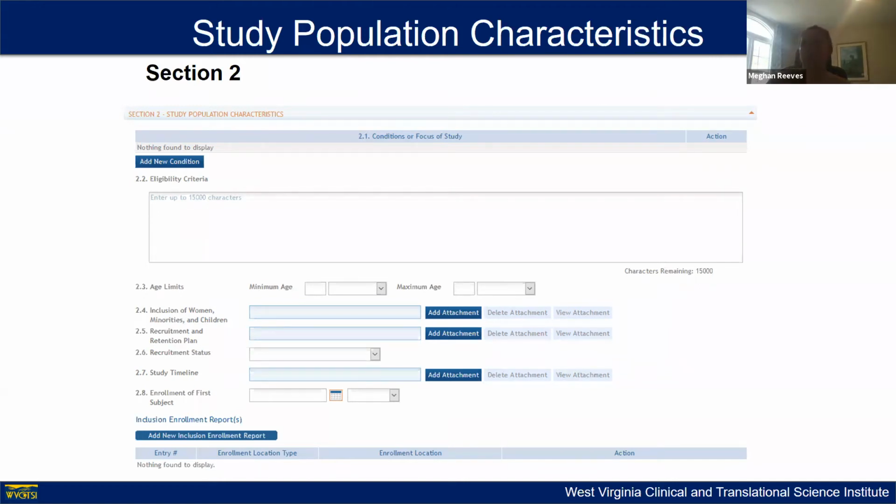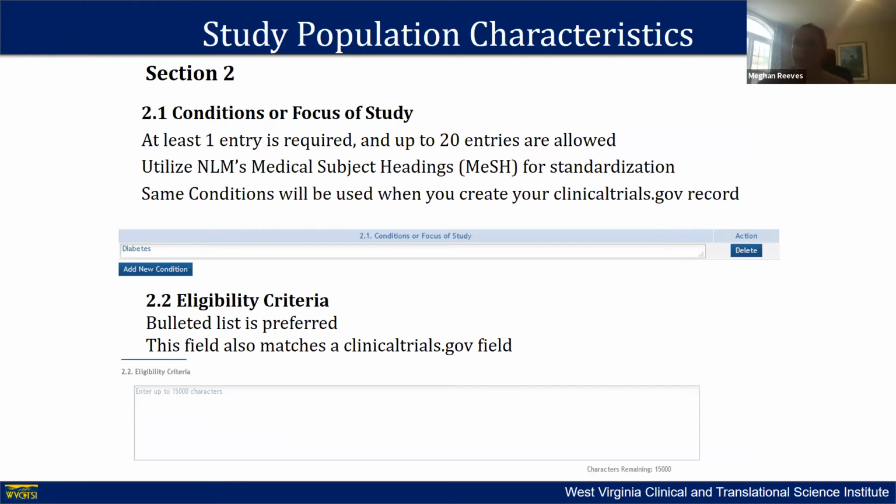So I'll talk a little bit first about section 2, which covers the conditions or focus all the way up until your inclusion and enrollment report. So the condition or focus is at least 1, but up to 20 entries are allowed to describe the study that you're going to be conducting. You really should utilize the MeSH terminology for standardization, and exactly what you put into your study protocol would then correlate with your clinicaltrials.gov record. So it's pretty standard and easy to understand.